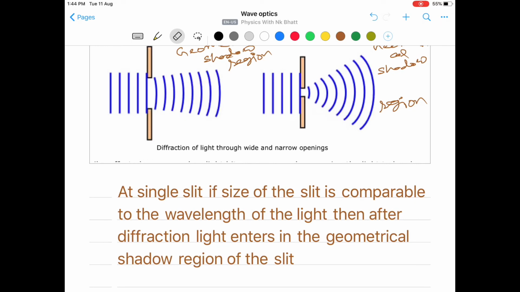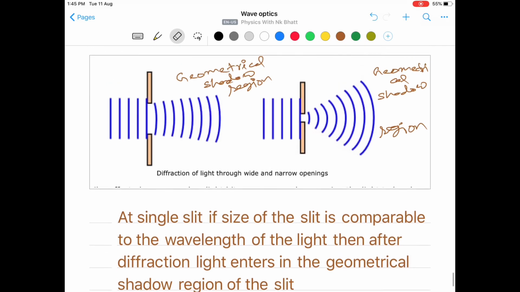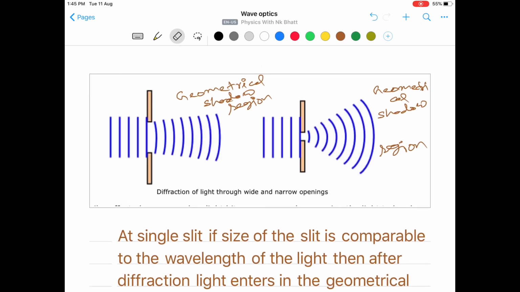I hope you understood the fundamental concept of diffraction and the condition necessary for diffraction to take place. In the next video lecture, we will discuss in detail the diffraction at a single slit.